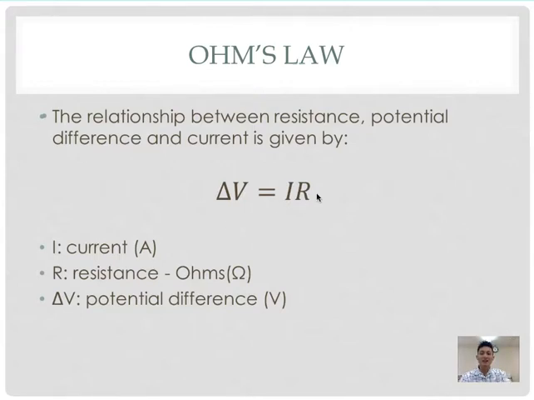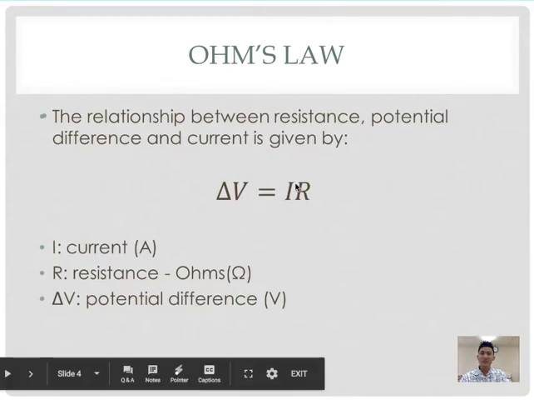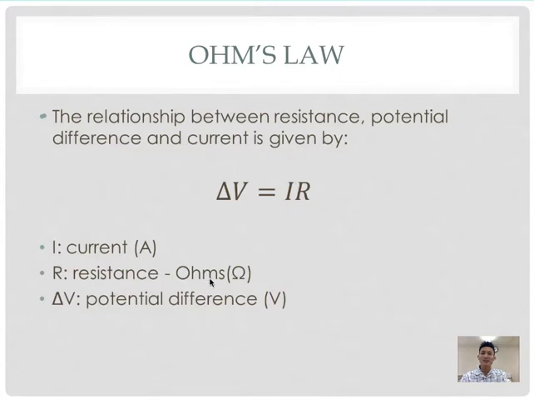And so this is our Ohm's Law, which is V equals IR. V being the potential difference in volts, I is the current in amps or amperes, and then R is the resistance in ohms. And so we're going to be using this equation a lot in this chapter as well as the next chapter. Really important equation, Ohm's Law.